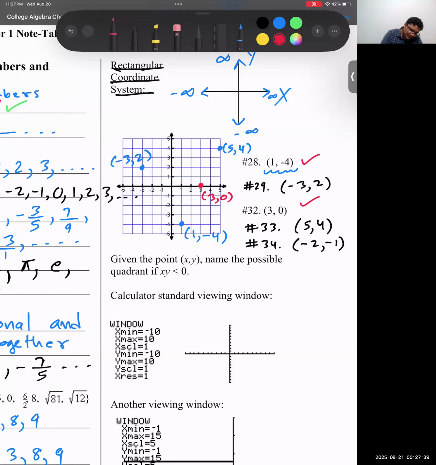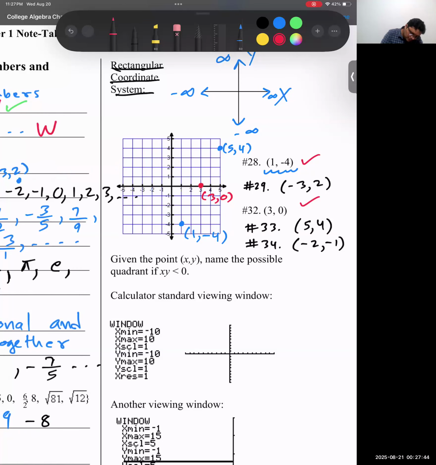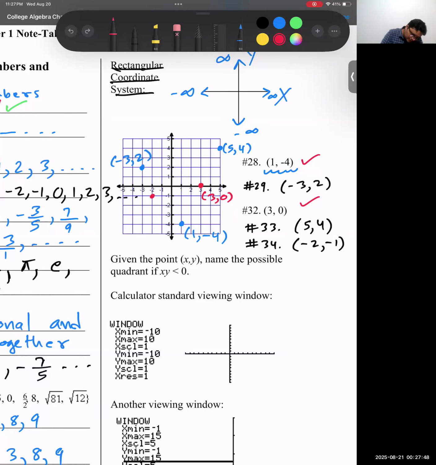And when you plot it, check it, -2, -1. I have it. Okay. -2, -1 is here. All right. Now I want you to observe. Okay, make an observation.